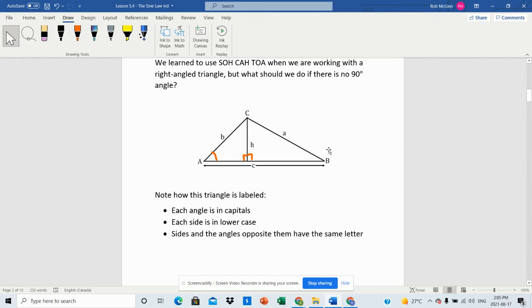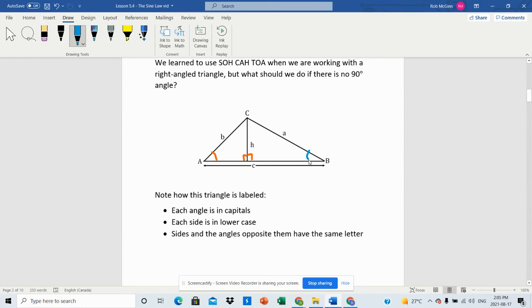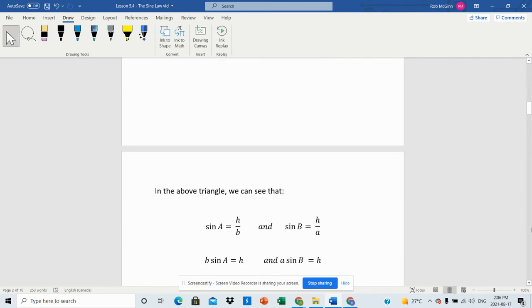I can do the same thing for sine B. Sine B is going to be opposite over hypotenuse, so it's going to be h over a. We're going to use those concepts here to prove the sine law. So, sine A equals h over b, and sine B equals h over a. What we can do is rearrange this a little bit, so we'll start with this one here.